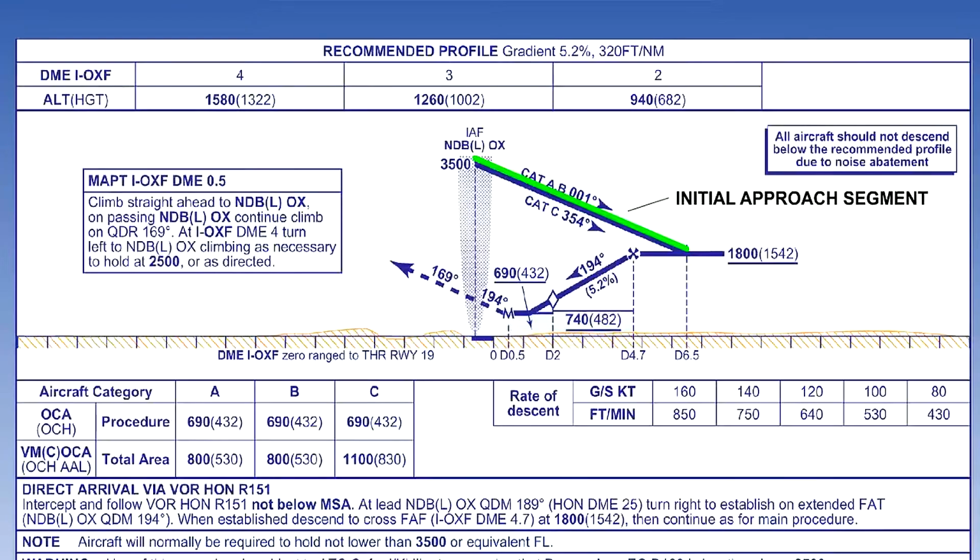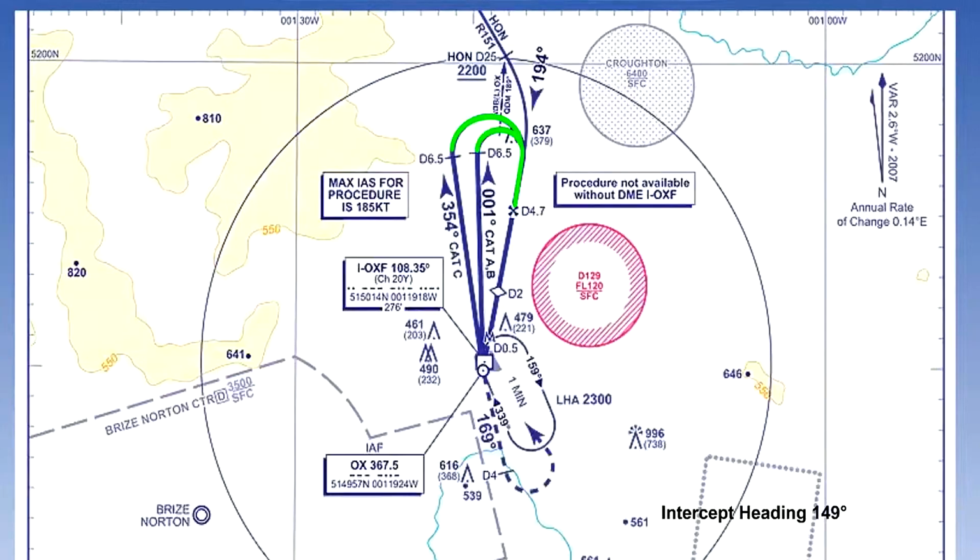It also requires a descent to not below 1800 feet on the QNH or 1542 feet on the QFE, as we see in brackets. Notice that at this height the aircraft is below the glide slope and will therefore be able to intercept it from below. From 6.5 miles out, the aircraft has to turn to intercept the inbound 194-degree radial, which is the final approach track.